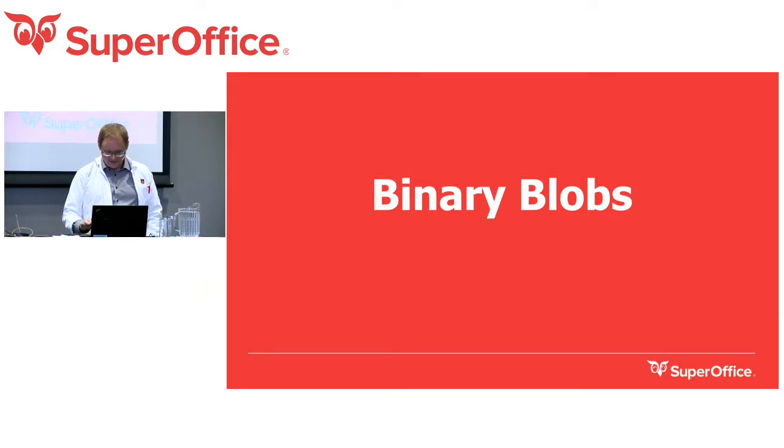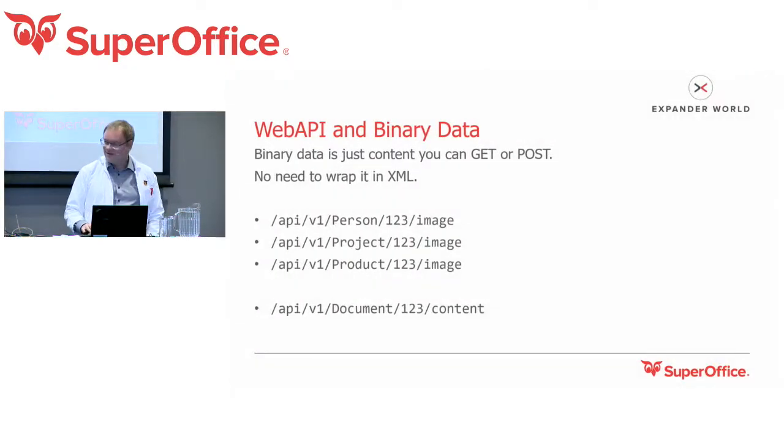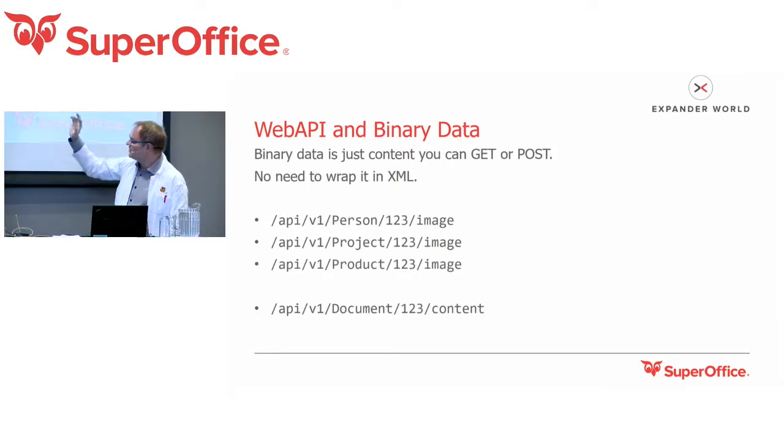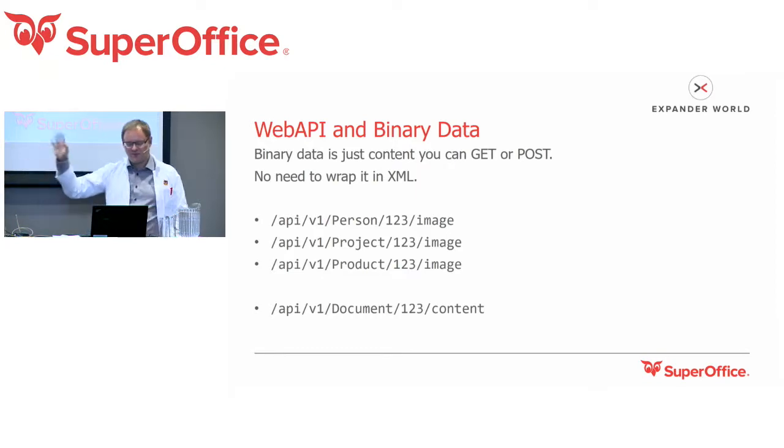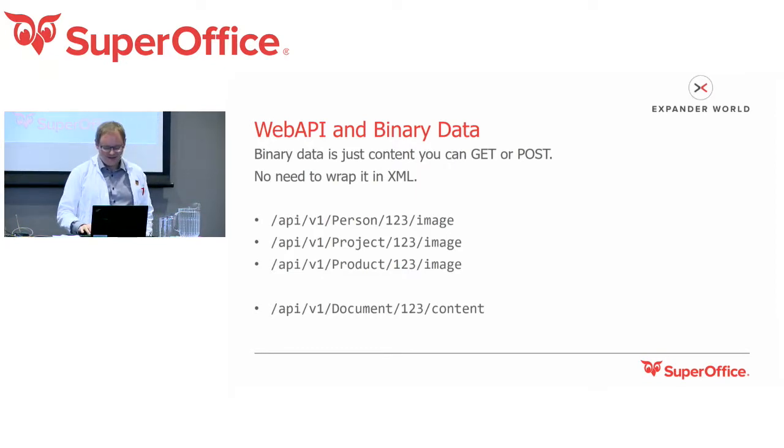Binary blobs. We mentioned this earlier. Images on person, project, product, document contents. You can go get them, you can post to them or put to them, and you can update them. So there are no wrappers around this stuff. It's raw data.